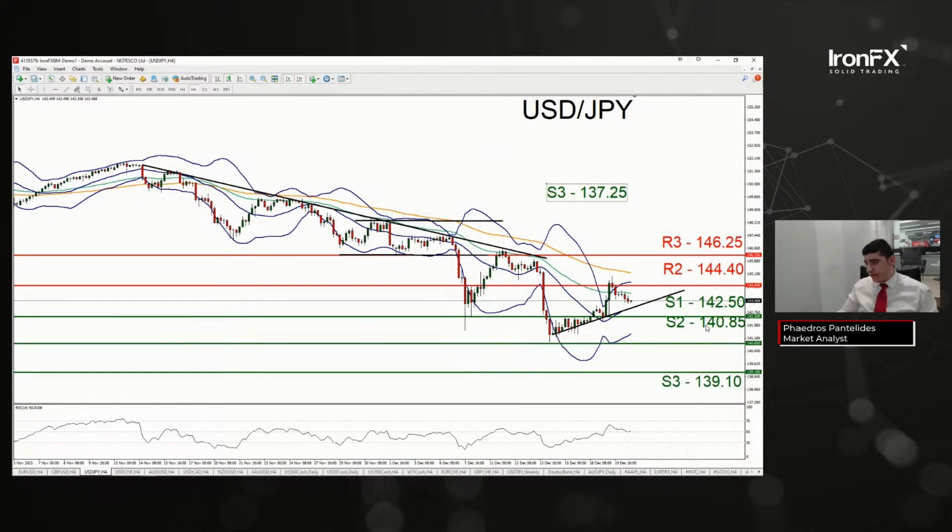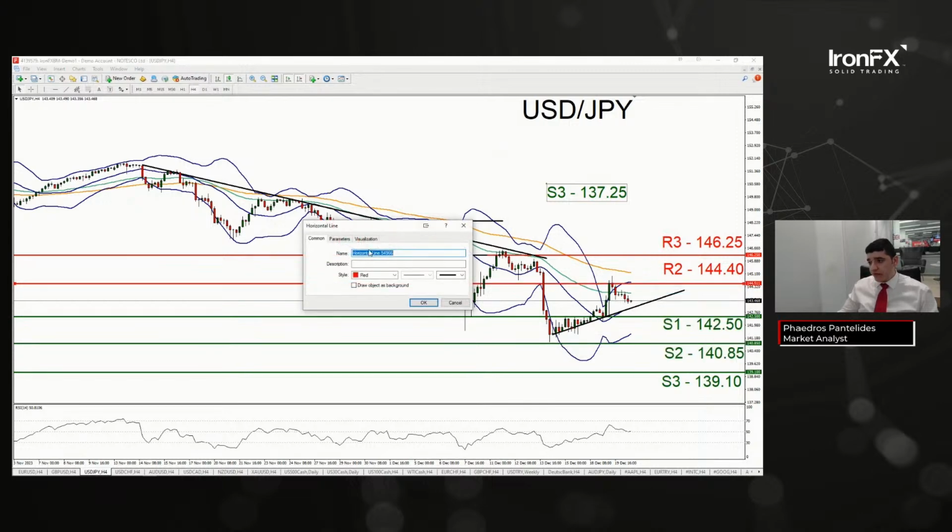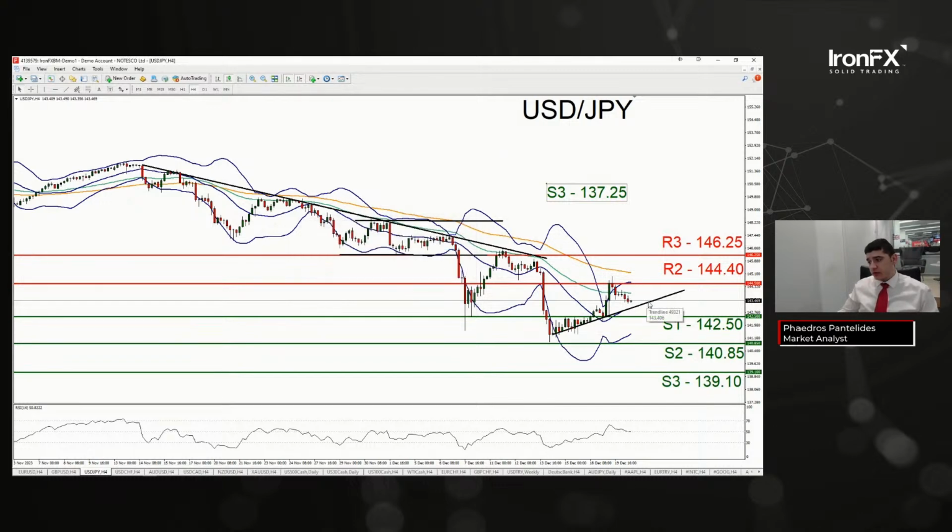RSI is running along the figure 50, implying a neutral market sentiment. Yet, as we said before, there's an upwards moving trend line, which continues to be validated. If this is not broken below, I would maintain a bullish outlook for the pair, perhaps aiming to test resistance again at 144.50. Whereas if the price action breaks below the upwards moving trend line, I would switch from a bullish outlook to a sideways bias based on the RSI breaking below our upwards moving trend line. And yes, the narrowing of the Bollinger Bands as well.